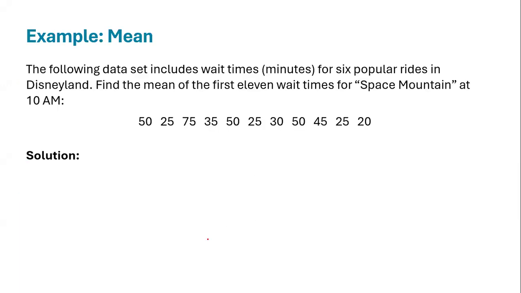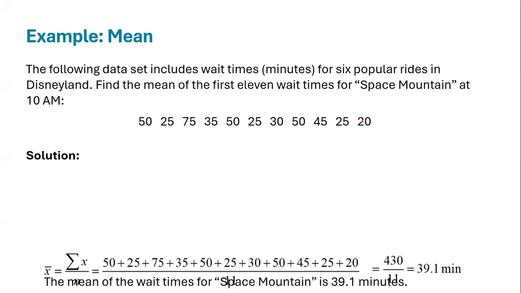So let's have an example. To find the mean of these data values, as we said, we need to add all of these data values and divide by the number of them. We have 1, 2, 3, 4, 5, 6, 7, 8, 9, 10, 11. So we need to add all of these 11 numbers and divide by 11. Does it matter if we put them in order? No, it doesn't matter. We just need to add all the values and divide by the number of them.